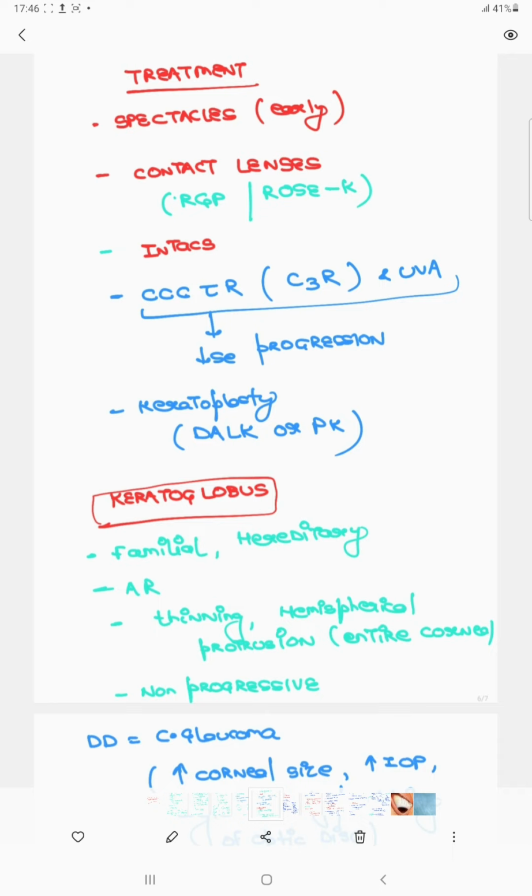Now what are the other ectatic disorders? Keratoglobus. In keratoglobus, the whole cornea will protrude. Hemispherical protrusion will occur. Whole corneal thinning is there. It is a non-progressive condition, familial or hereditary. And the differential diagnosis of it is congenital glaucoma, in which the cornea size also increases, IOP also increases, and you will also see optic disc changes in congenital glaucoma. In that way you will differentiate it from keratoglobus.